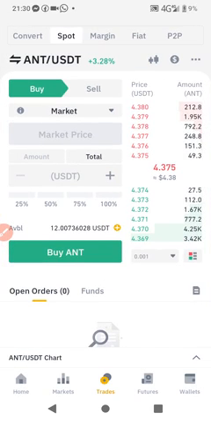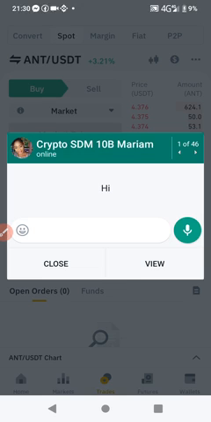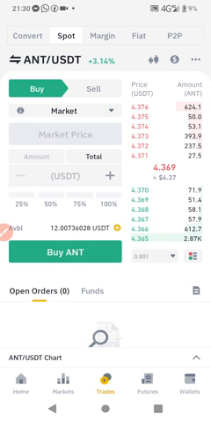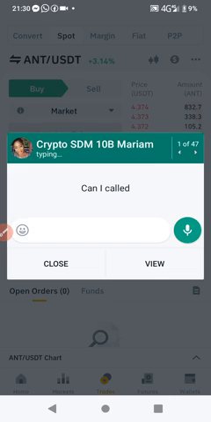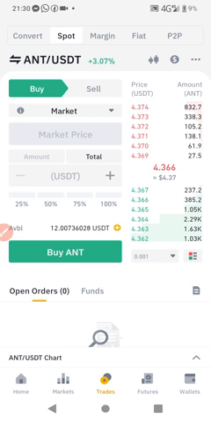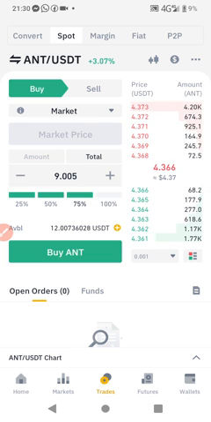After you've bought your trade, let's say you've put, this is ANT now, you've put it on market. I have 12 USDT. If I want to use everything, I can use 100%. But if I want to use just 6, for example, I want to use half, I can use 50%. Or 75%. Any one I want, I make sure I put my percentage.